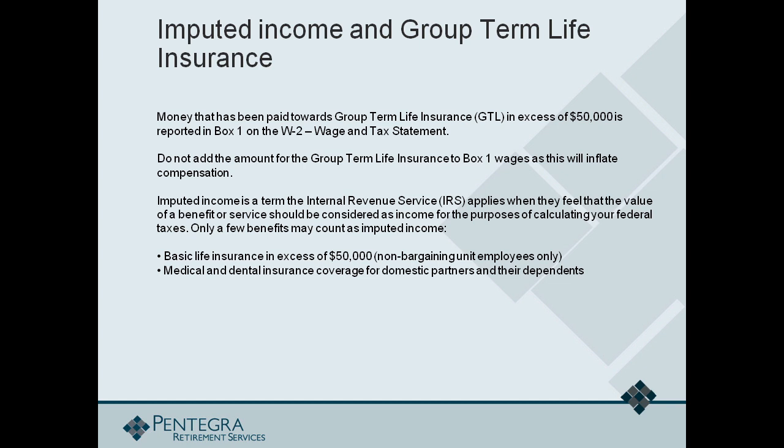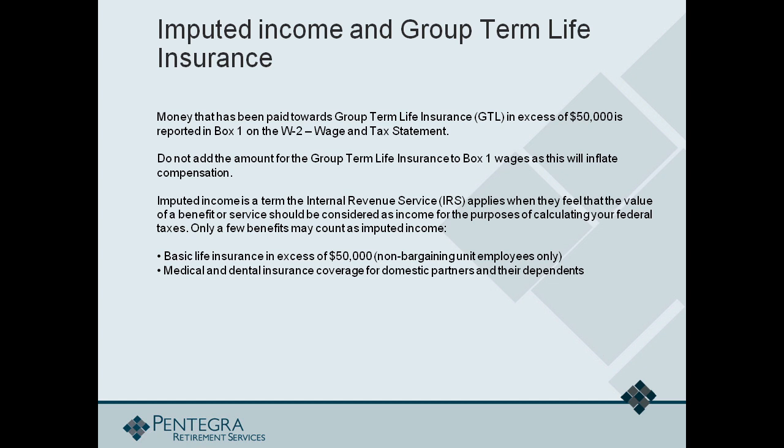Imputed income and group term life insurance. Money that has been paid towards group term life insurance, known as GTL, in excess of $50,000 is reported in Box 1 on the W-2 wage and tax statement. Please don't add this amount for the group term life insurance to Box 1 wages, as it will inflate your participants' compensation. Imputed income is a term that the Internal Revenue Service applies when they feel that the value of a benefit or service should be considered as income for the purposes of calculating your federal taxes.